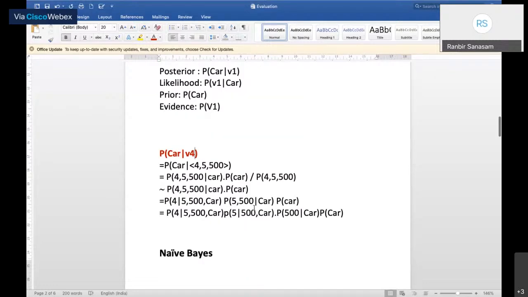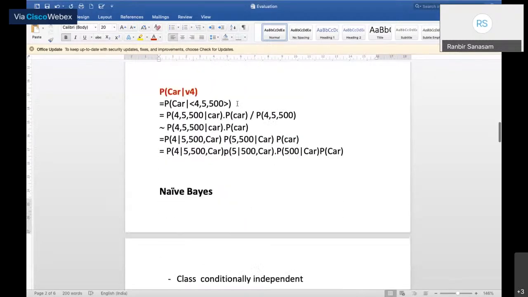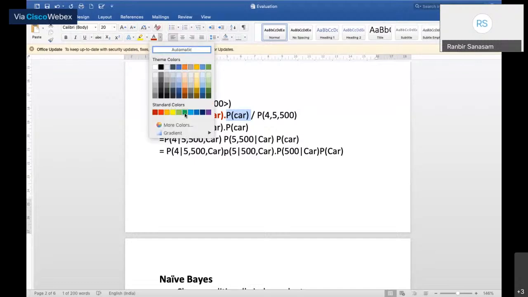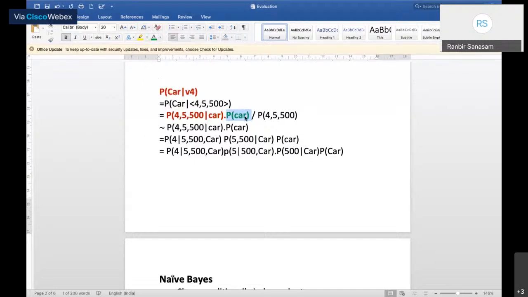Now I need to calculate the probability of this. If you apply the Bayes rule, I have the likelihood, I have the prior probability, and I have the evidence.